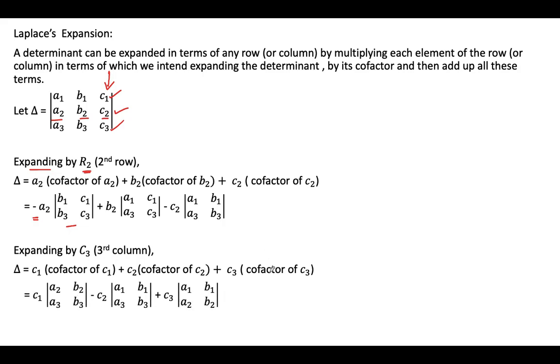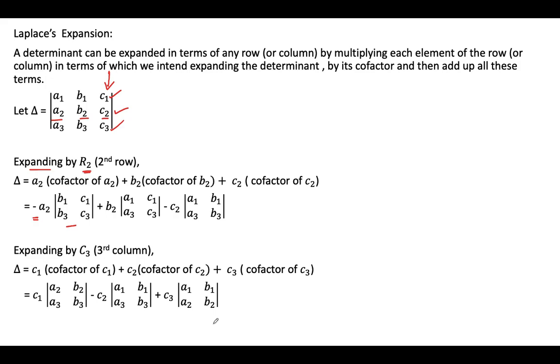What are the cofactors of C1, C2 and C3? For C1 it will be the determinant of A2, B2, A3, B3. For C2, because this is in the second row third column, this carries a negative sign, so this will be minus C2 into the determinant of A1, B1, A3, B3, plus C3 into the determinant of A1, B1, A2, B2.